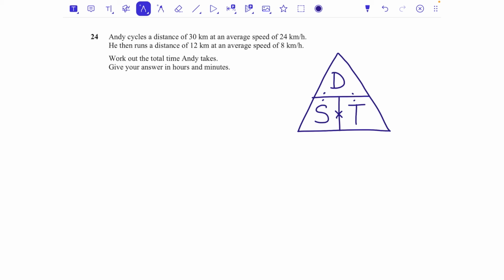He then runs a distance of 12 kilometres at an average speed of 8. Work out the total time. If we want time, we would cover up the T and it's going to be distance divided by speed. So let's first look at his cycling. This is a bike, believe it or not. We're going to do distance, which is 30, divided by his speed, which is 24. Now I am going to use my calculator for this. 30 divided by 24 is 5 over 4, 5 quarters, 1 and a quarter, that's quite key, or 1.25. Okay, good, we'll come back to that in a second.